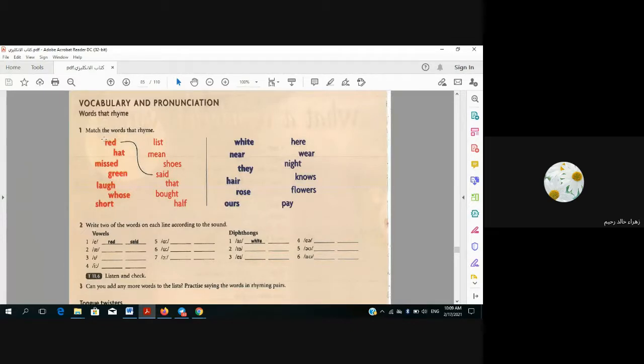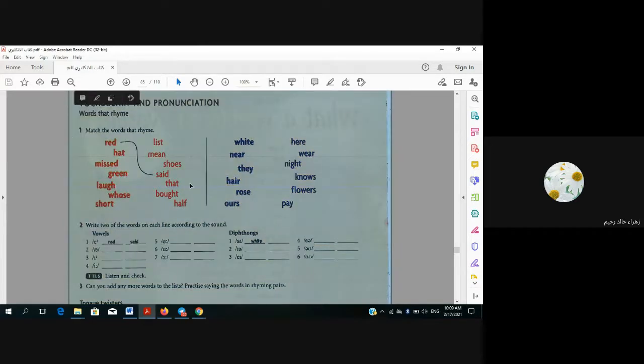Vocabulary and punctuation. Match the words with rhyme.